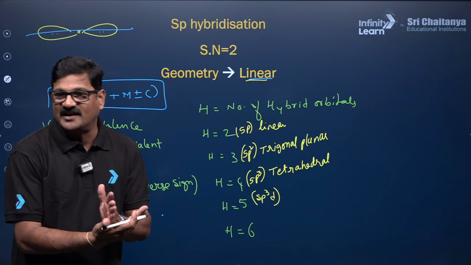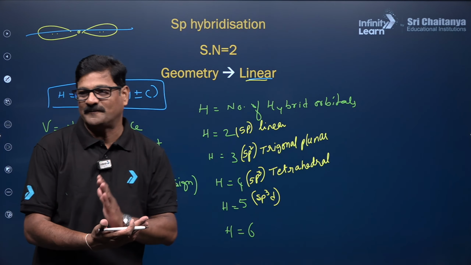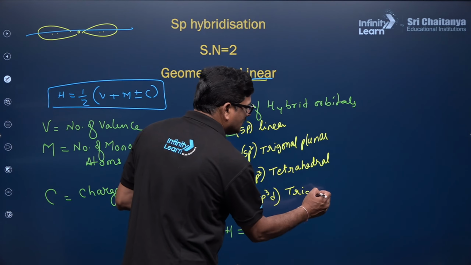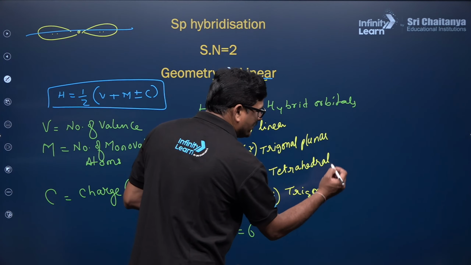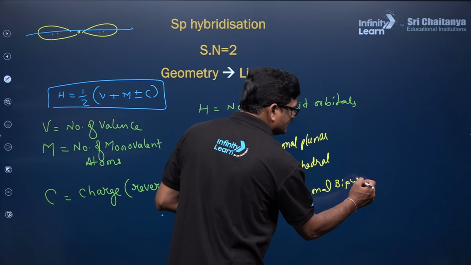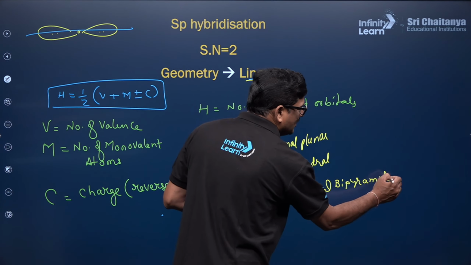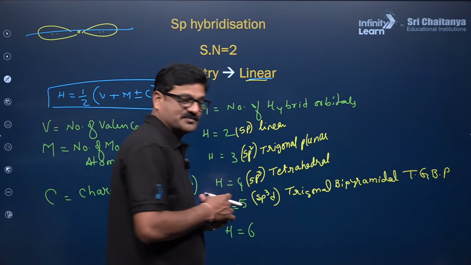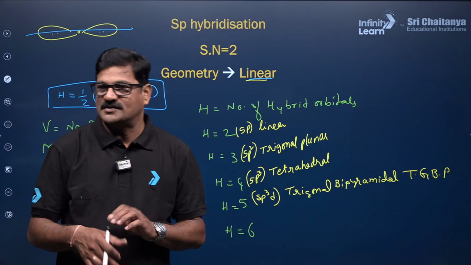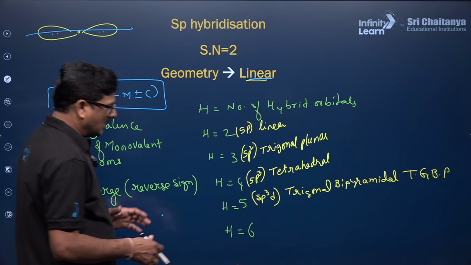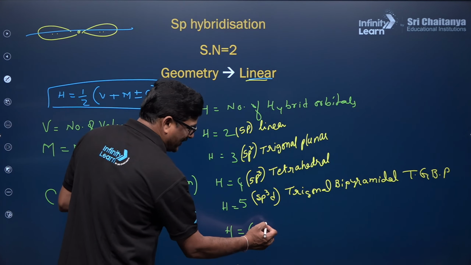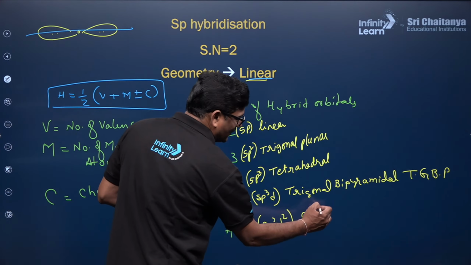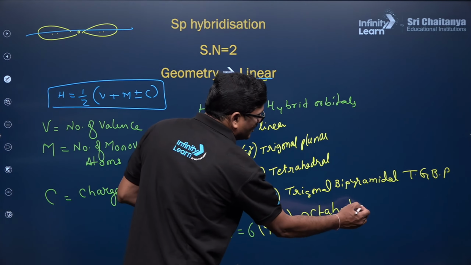If it is sp3d hybridization, what is the shape of the molecule? It is going to be trigonal bipyramidal. You must know it, TGBP, like in phosphorus pentachloride. Suraj, right? Now, if it is sp3d2, it is going to be octahedral.